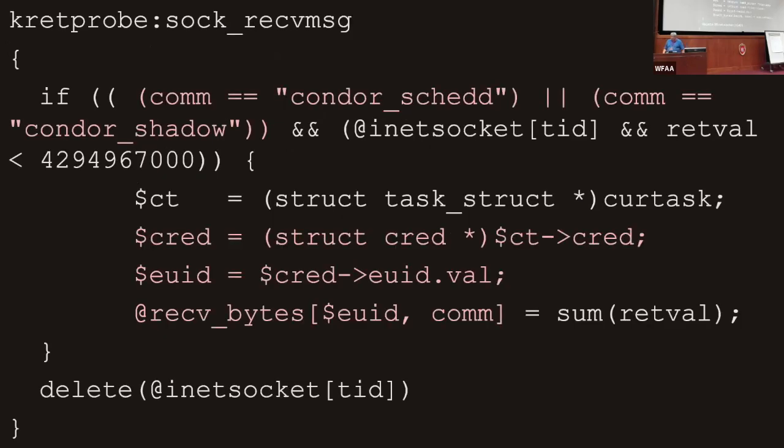And I added, again, the lines in red. If the program name, the command, is SCED or shadow, then we did the rest of the stuff, and we kept track of the user ID. And again, we built this hash table, and that was it.